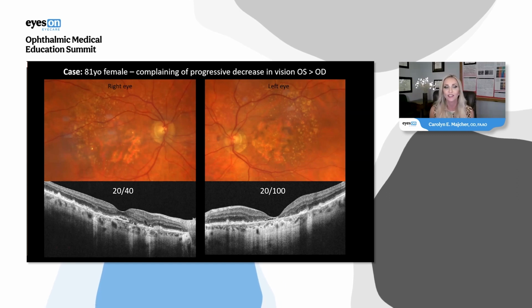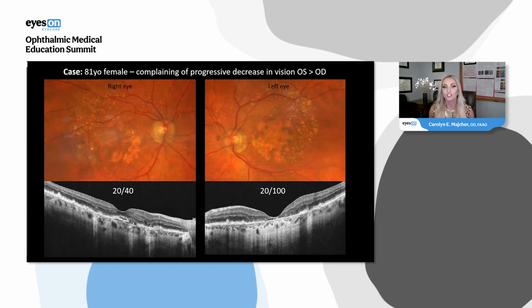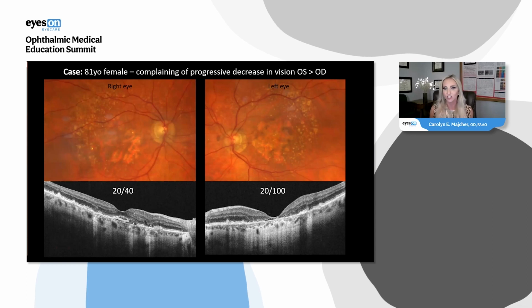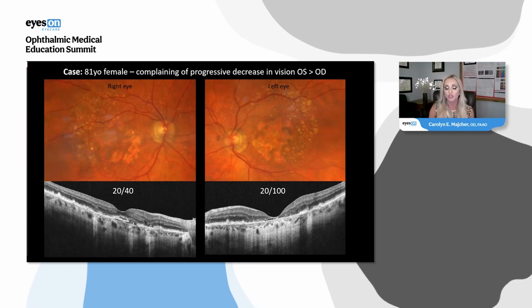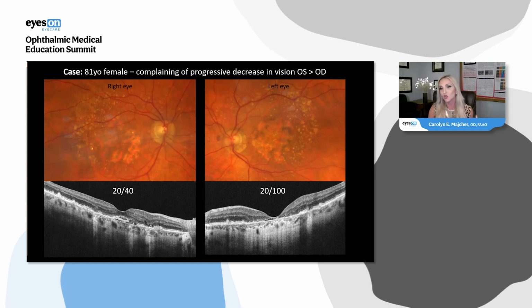So this next case is an 81-year-old female who comes complaining of progressive decrease in vision in the left eye more so than the right. She correspondingly has reduced visual acuity to match that chief complaint. Her vision in the left eye is severely reduced to 20/100, and the vision in the right eye is reduced to about 20/40.